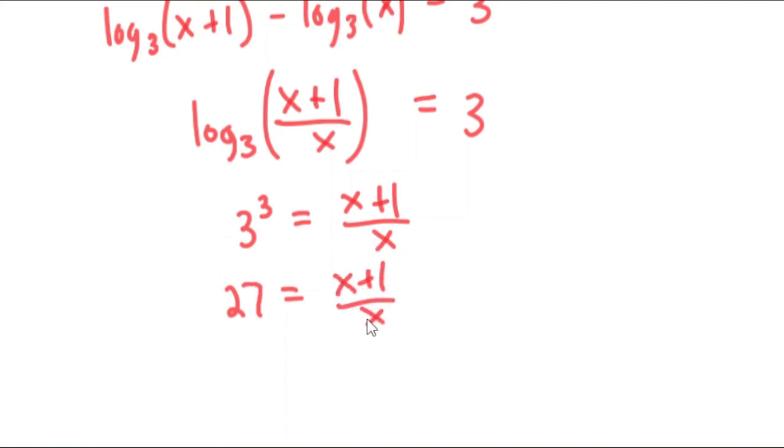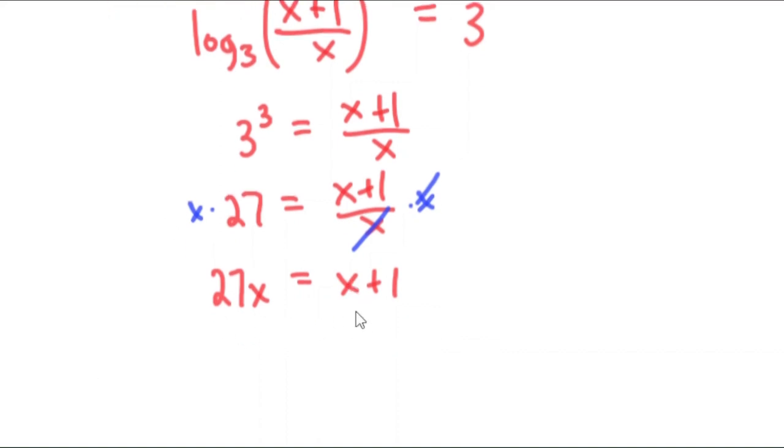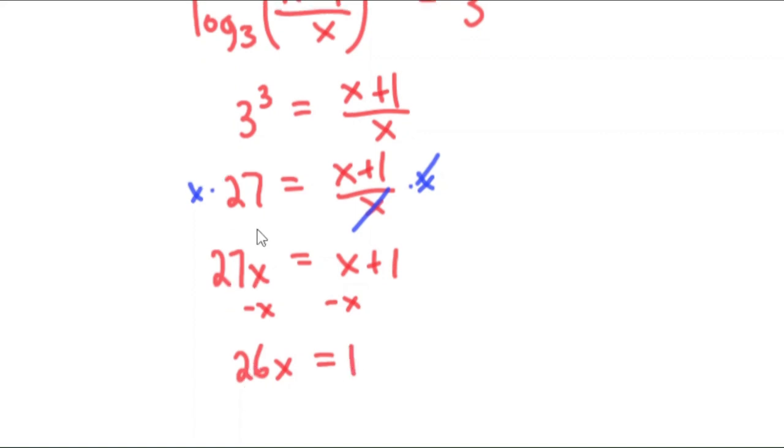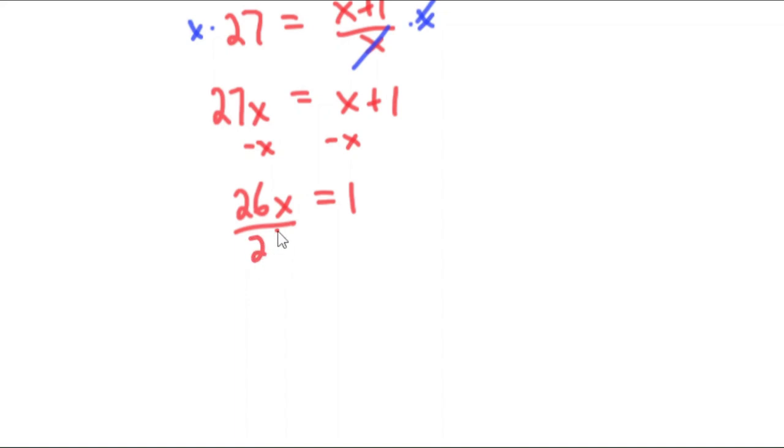Now, how do we solve this for x? Well, let's multiply both sides by x to get rid of this fraction here. So if we multiply by x, notice these go away, and what you're left with is 27x is equal to x plus 1. Okay, now how do we solve this? Well, we subtract an x here. We have 27x equals x plus 1, so this is really 26x is equal to 1. And now if we divide both sides by 26, we're going to get x equals 1 over 26.